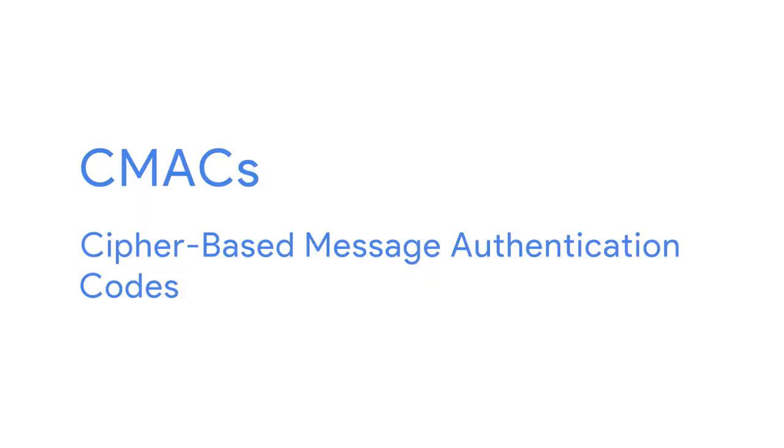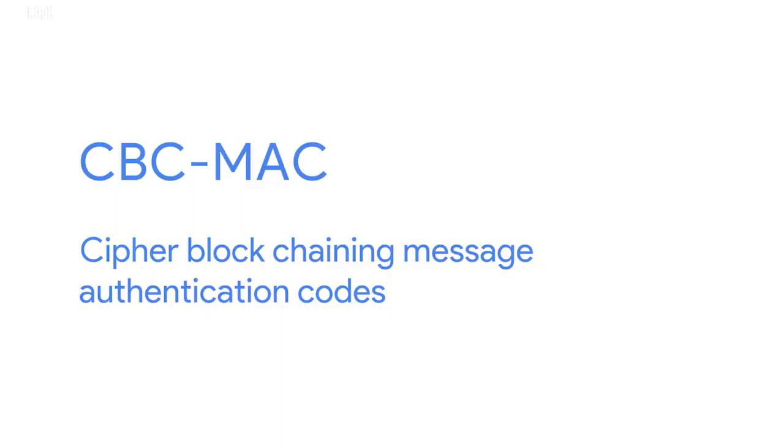There are also MACs based on symmetric encryption ciphers, either block or stream, like DES or AES, which are called CMACs, or cipher-based message authentication codes. The process is similar to HMAC, but instead of using a hashing function to produce a digest, a symmetric cipher with a shared key is used to encrypt the message, and the resulting output is used as the MAC. A specific and popular example of a CMAC, though slightly different, is CBCMAC, or Cipher Block Chaining Message Authentication Codes.